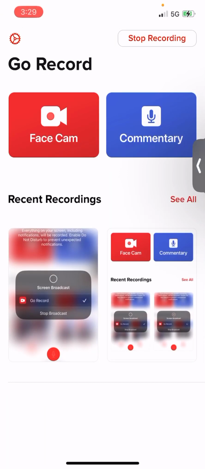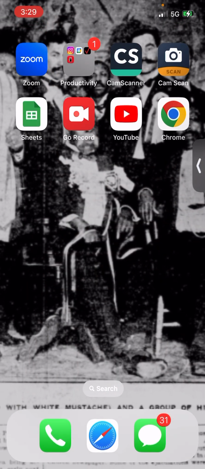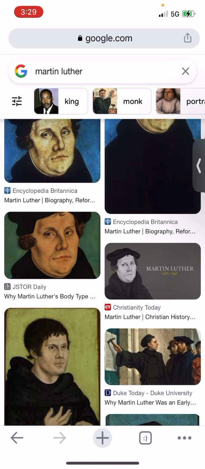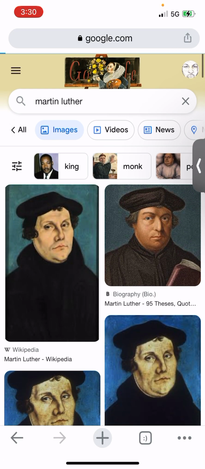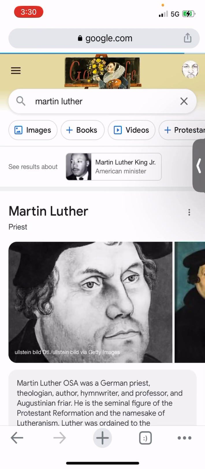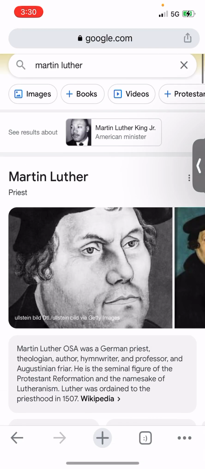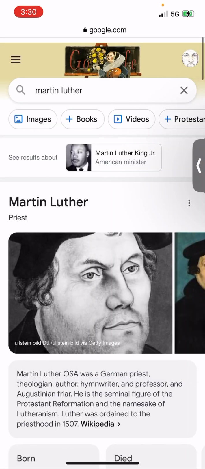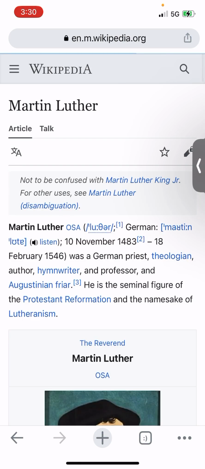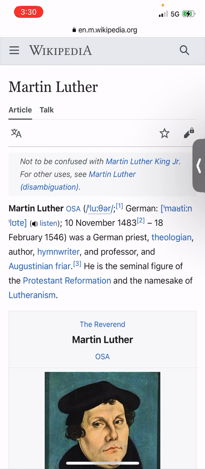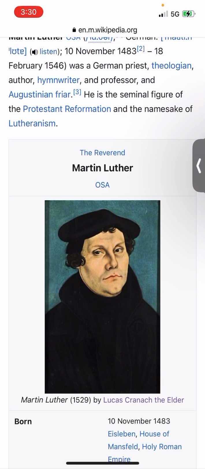Let's pull up who Martin Luther is for those who are not familiar with him. All right, Martin Luther, a German priest, as you can see. Martin Luther, a German priest, theologian, author, hymn writer, and professor. He is the seminal figure of the Protestant Reformation and the namesake of Lutheranism. All right, this is him.